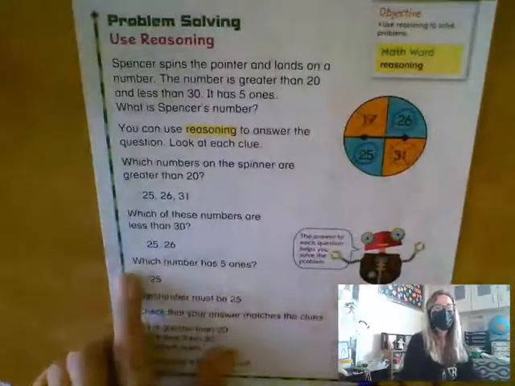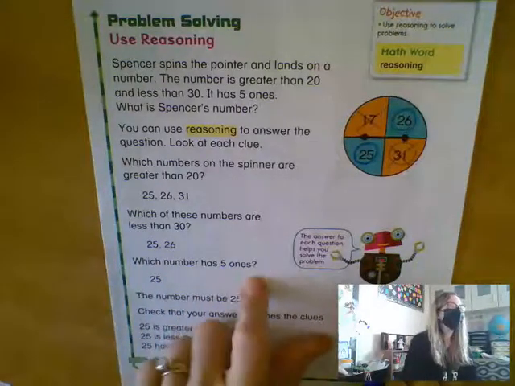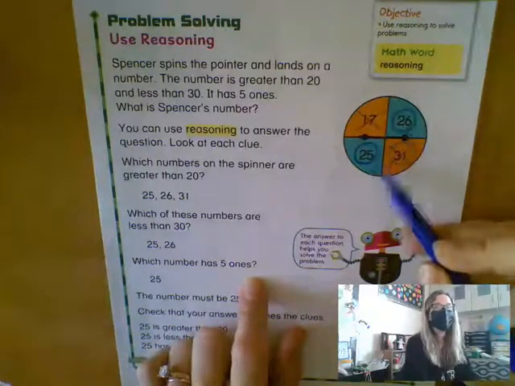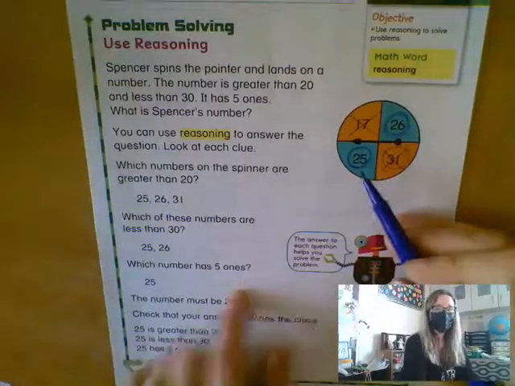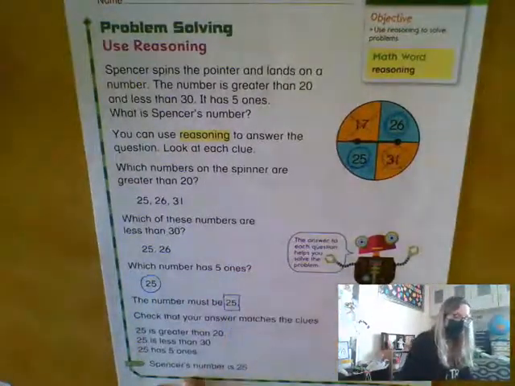So now I know that his number is either 25 or 26. Now the last clue they gave us said his number has 5 ones. So which of these numbers, 25 or 26, have 5 ones, Johnny? 25. So his number must be 25.